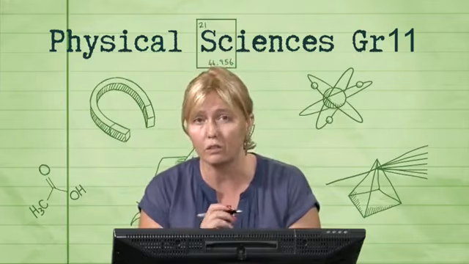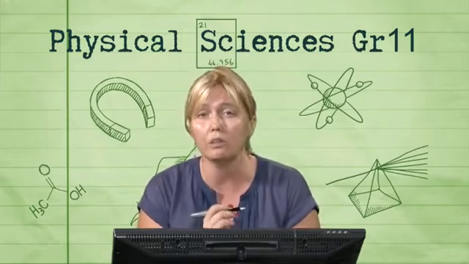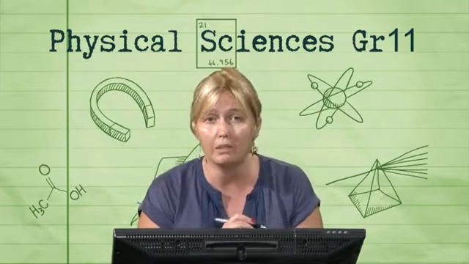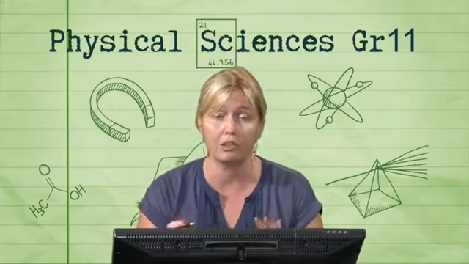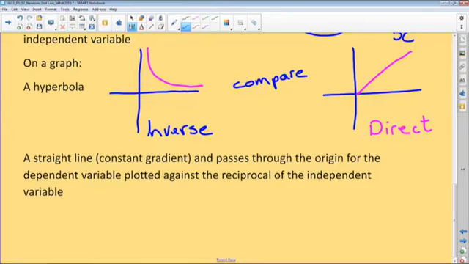So if your maths is not so good, I suggest you tune into the maths lessons and ask your maths teacher for a little bit of help in this section. Okay, but back to the science. A constant gradient for a straight line, and it'll pass through the origin. So that's the 0, 0 point. Okay?